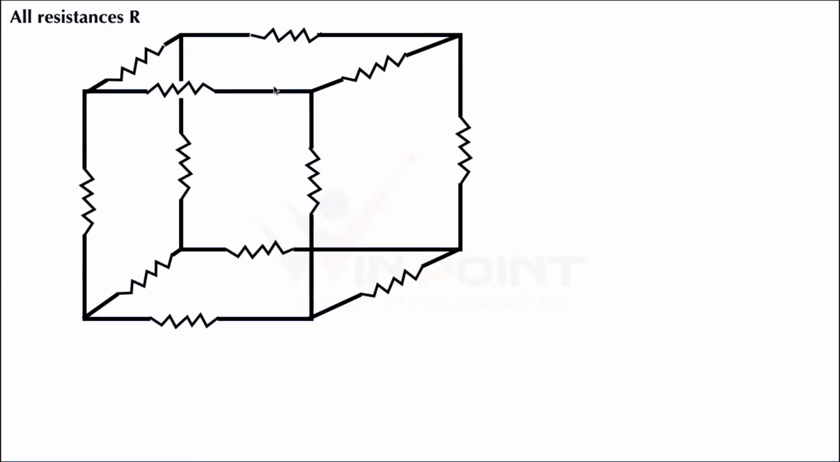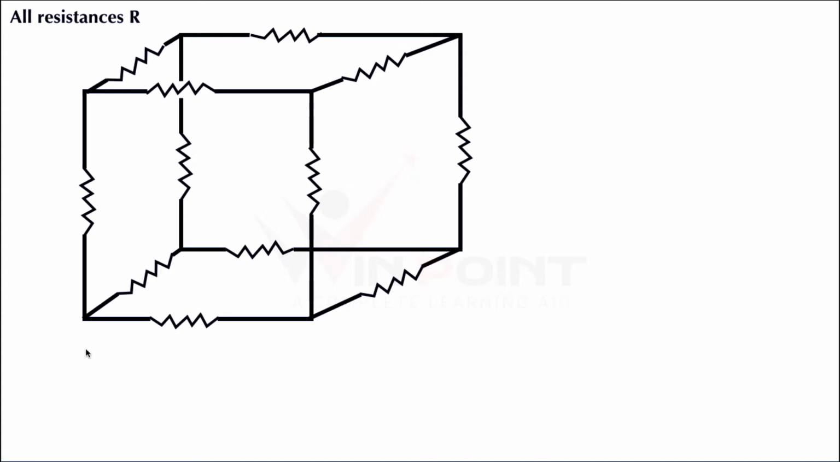So let us start. This is our cube. All resistances are R, so I am not marking them here. Here all the values of resistance are R. Here there are 12 resistors, and all the values are R.